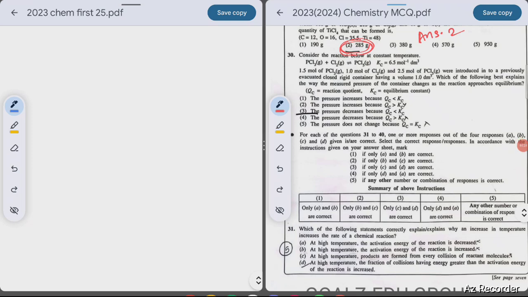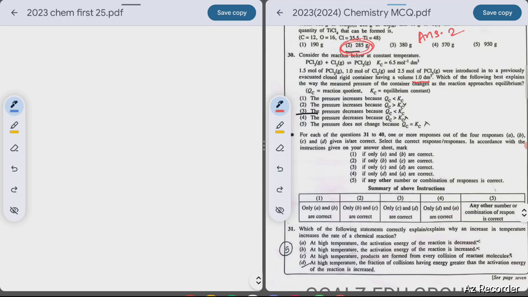30th question. Consider the reaction below at constant temperature. PCl3 plus Cl2 giving PCl5. Kc is 6.5. 1.5 moles of PCl3, 1 mole of Cl2, and 2.5 moles of PCl5 were introduced into a previously evacuated closed rigid container having a volume of 1 dm cube. Which of the following best explains the way the measured pressure of the container changes as the reaction approaches equilibrium?